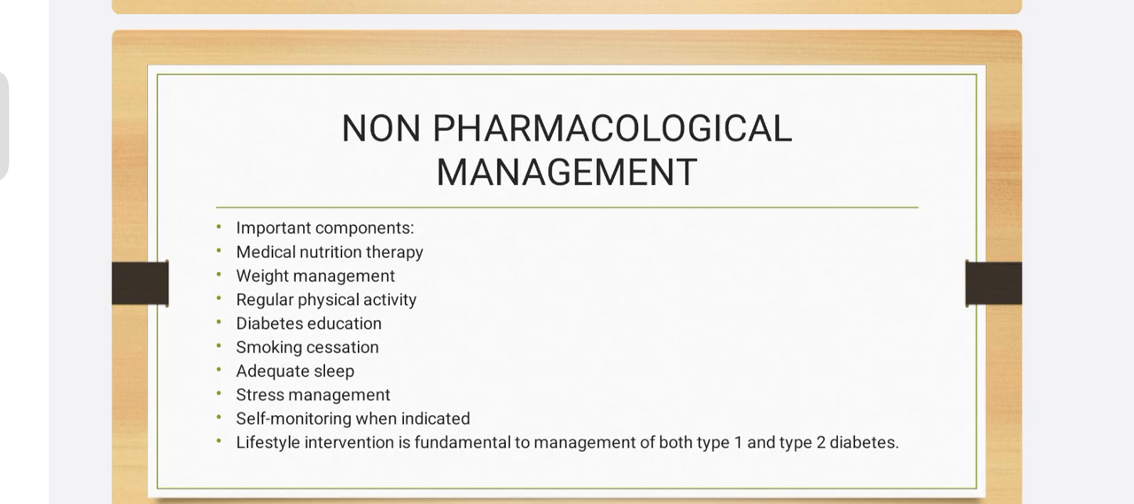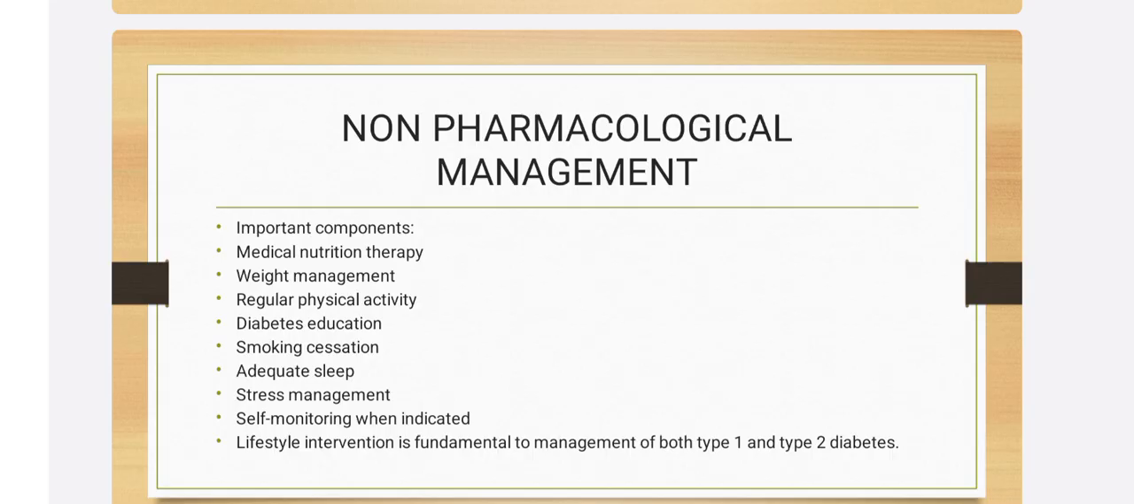Next, non pharmacological management. The first component is medical nutrition therapy. Patients should receive individualized dietary advice rather than simply being told to avoid sugar. The second component is physical activity. Regular physical activity can improve insulin sensitivity and increase glucose utilization by skeletal muscle. The third component is weight management. For patients who are overweight or obese, appropriate weight reduction can improve glycemic control and metabolic health.